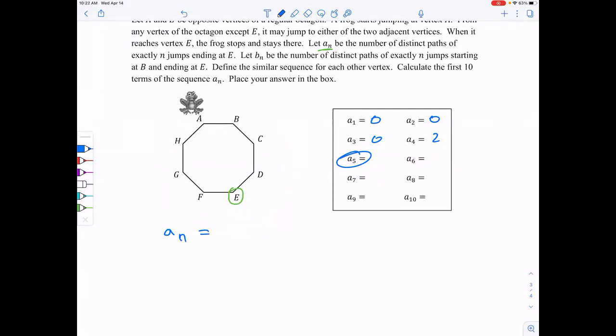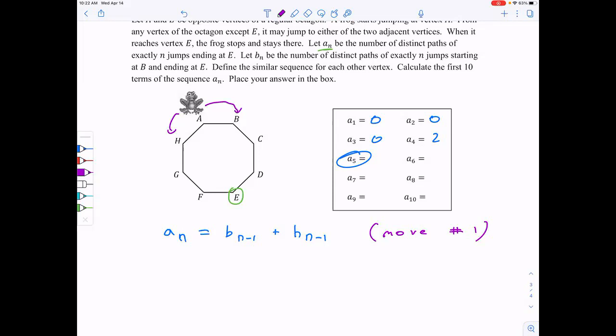But maybe we could start by saying the bug's first move is either to B or to H. So you could add up all the ways of traveling from B to E, plus all of the ways of traveling from H to E. If you add all of those together with one less move, then you will get A sub n. That's another way to write A sub n. So let's just write over here that this is move number 1 that gives us that relationship. Either the frog goes that way or it goes that way.